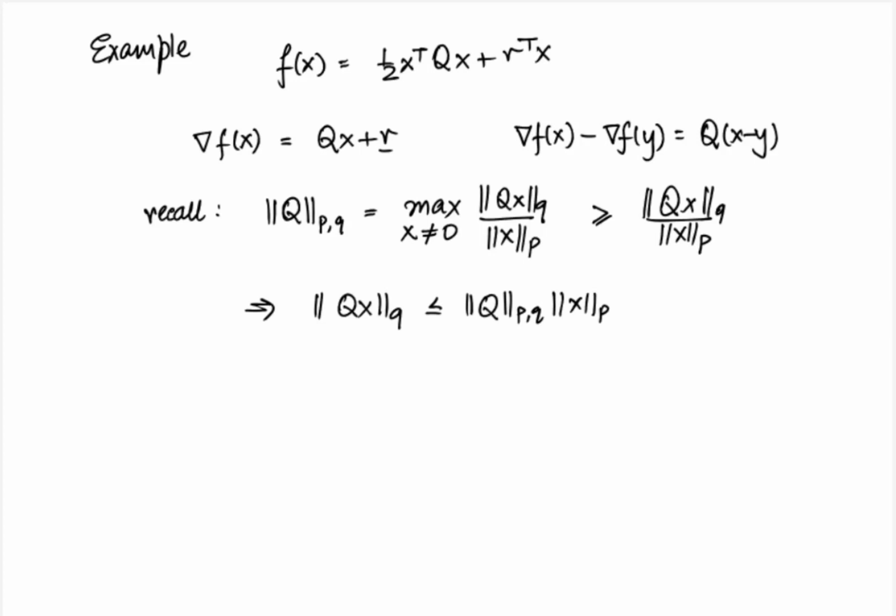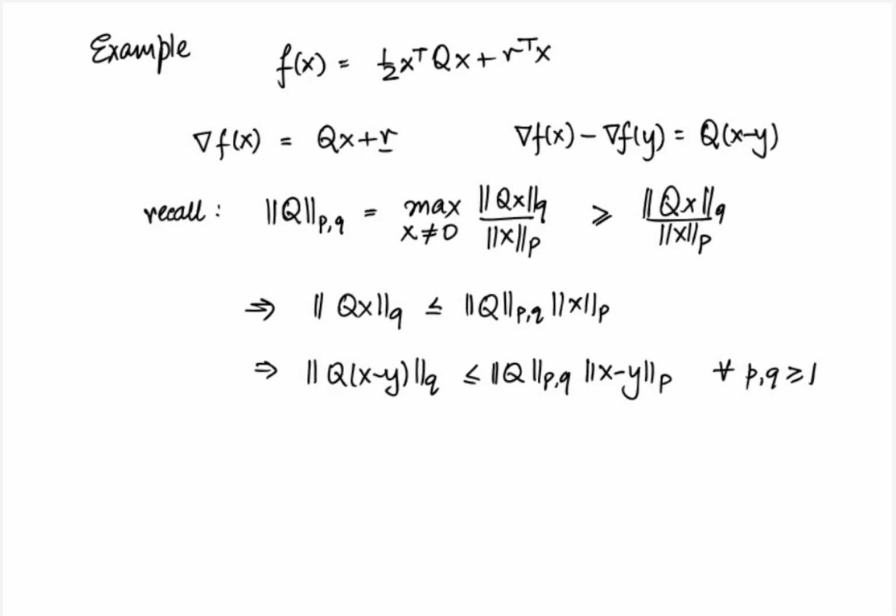Applying this result to x minus y, we have that the Lq norm of Q times (x minus y) is less than or equal to the operator norm of Q times the Lp norm of x minus y, which holds for all p and q greater than or equal to 1. But we are only allowed to use dual norms in the definition of smoothness here. So we have to choose p and q such that Lp and Lq are duals of each other. This is the case when 1 by p plus 1 by q is equal to 1. In that case, Lp and Lq norms become duals of each other, and we get the required form for smoothness.